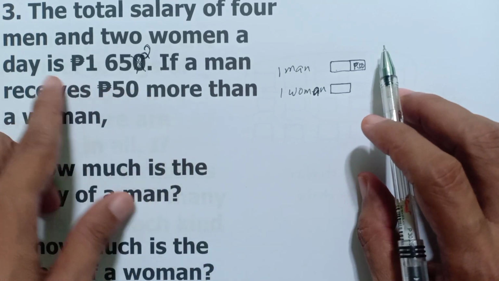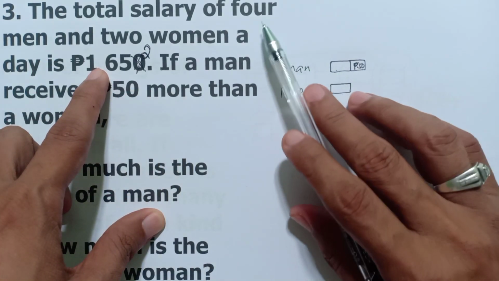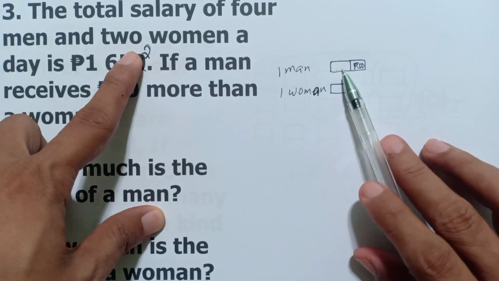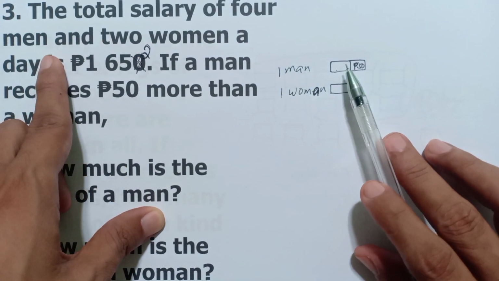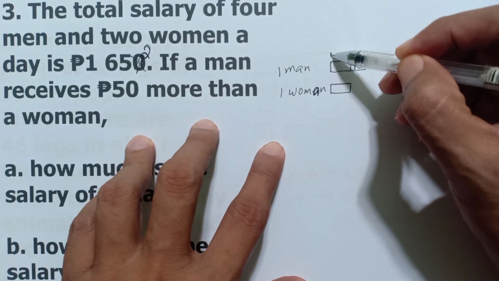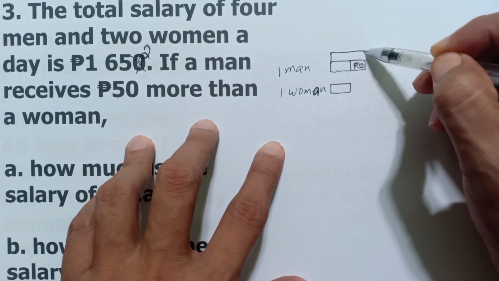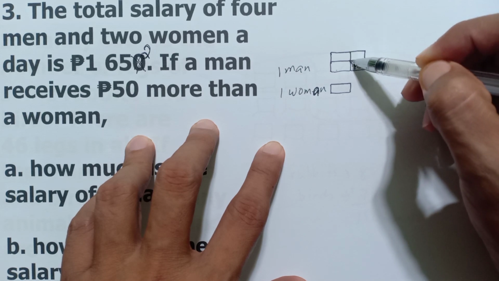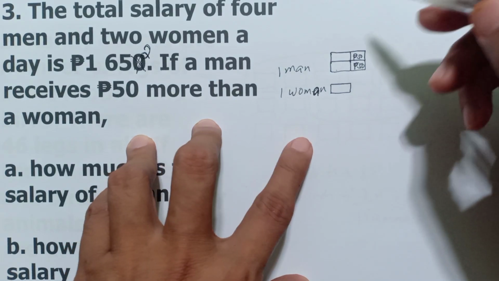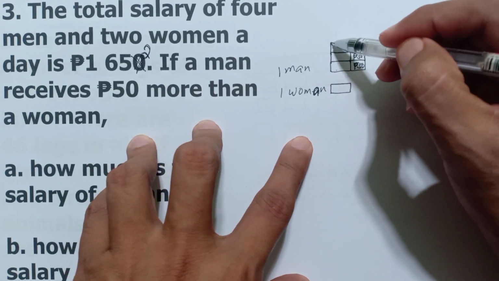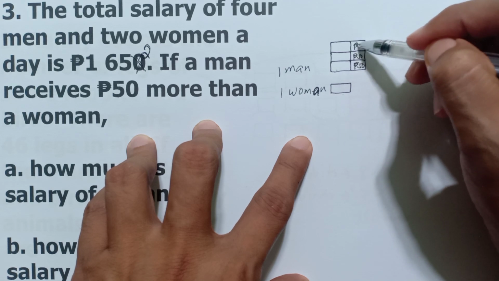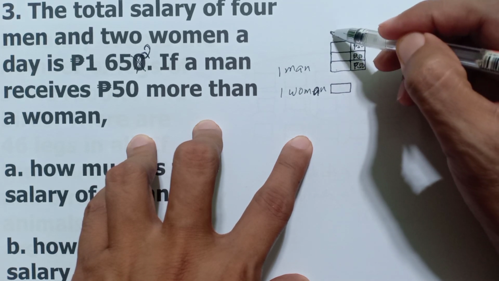Now let's go back to the original problem. There are 4 men and 2 women. So let's add 3 more of these to have 4 men. Assuming these blocks are equal, let's add 50 here. So we have 2 men already. Add another man, so we have 3 men now. This is 50. And 1 more to have 4 men.